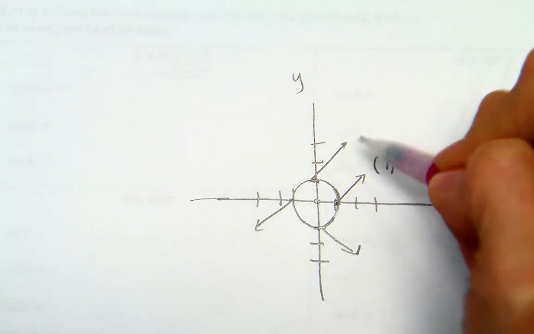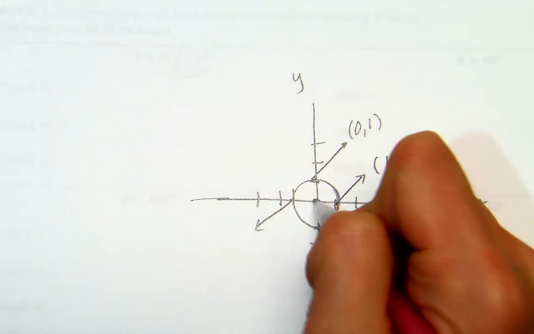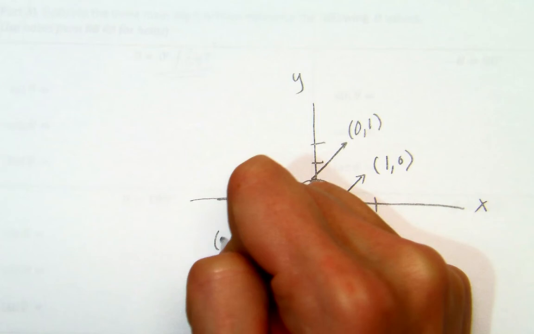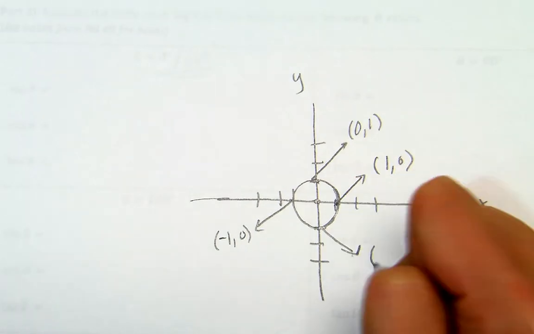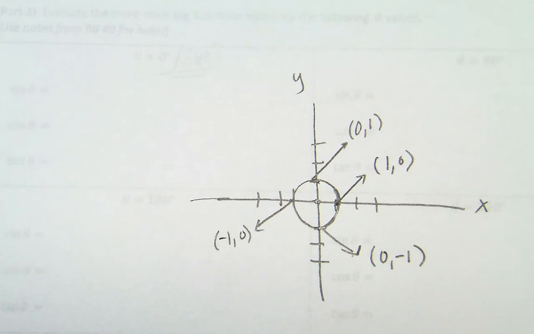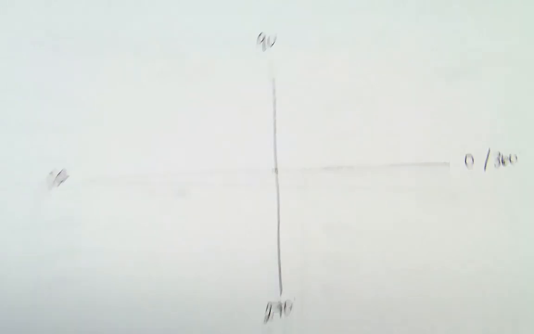And this top point, if I write it as an ordered pair, would be (0, 1). This value right here would also be (-1, 0). And this value right here would be (0, -1). So the idea is that we can actually take this to our quadrantal angles.